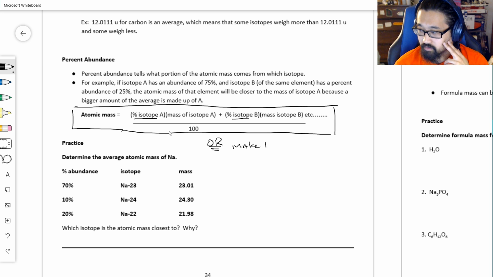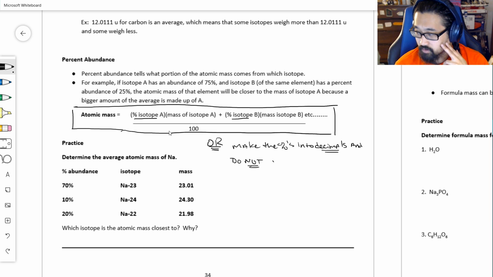make the percentages into decimals and do not divide by 100. Right? I'm going to set it up both ways here.